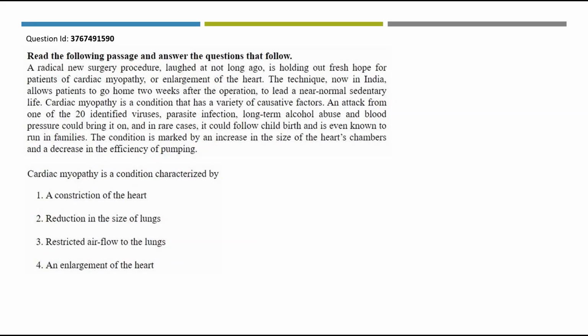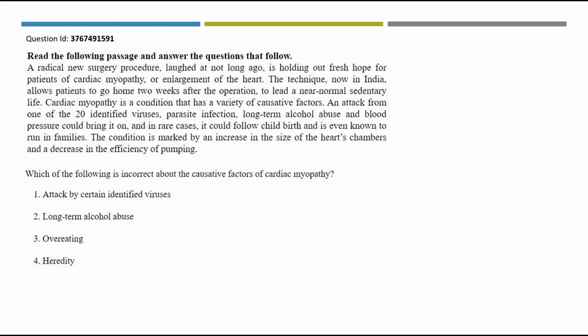So we are going with option 2 as the right answer. Next question. Cardiac myopathy is a condition characterized by constriction of the heart. It means narrowing, we can say. Reduction in the size of lungs. It has nothing to do with lungs. Restricted airflow to the lungs. It's not right. And enlargement of the heart. This is actually right. They have told enlargement. Option number 4 will be the right answer.